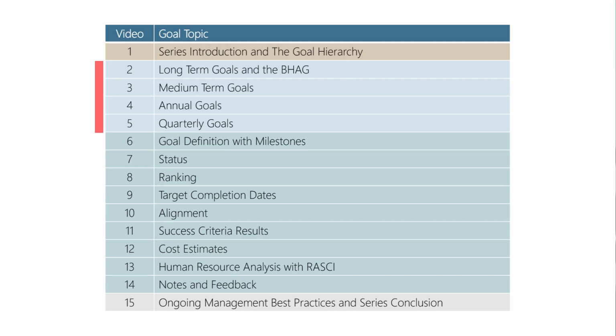In videos 2 through 5, we are going to deep dive into each level of goal hierarchy and review examples of long-term, medium-term, annual, and quarterly goals. In videos 6 through 14, we're going to walk through the comprehensive analysis of our goals and how we will document and validate that information using the goal management file template. And we'll wrap things up in video 15, where you'll learn some ongoing goal management best practices, such as establishing recurring check-ins.